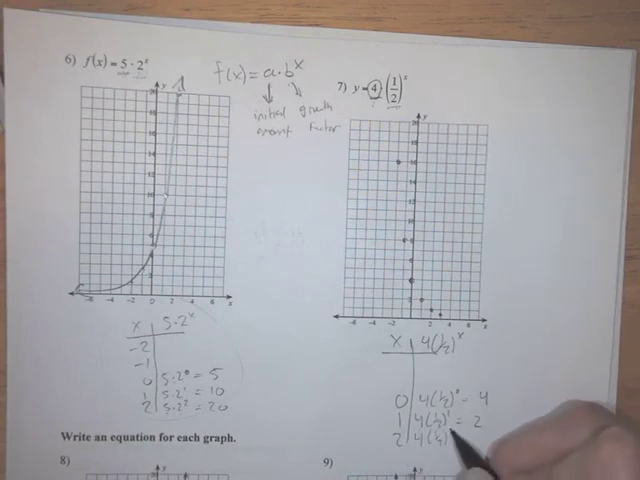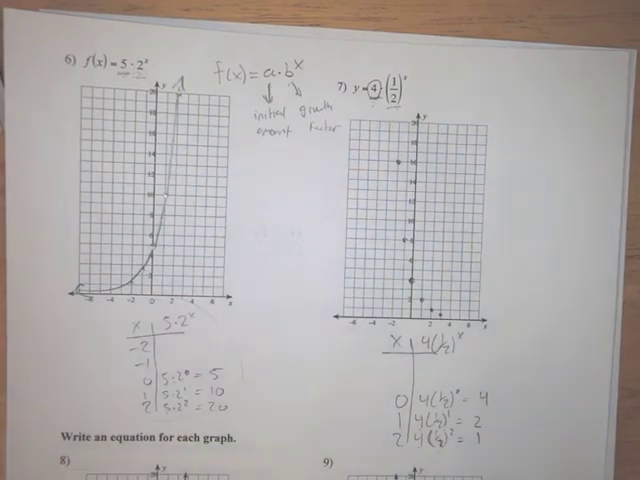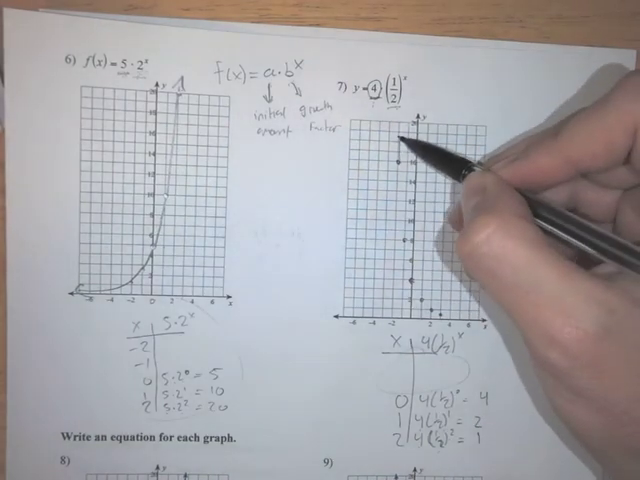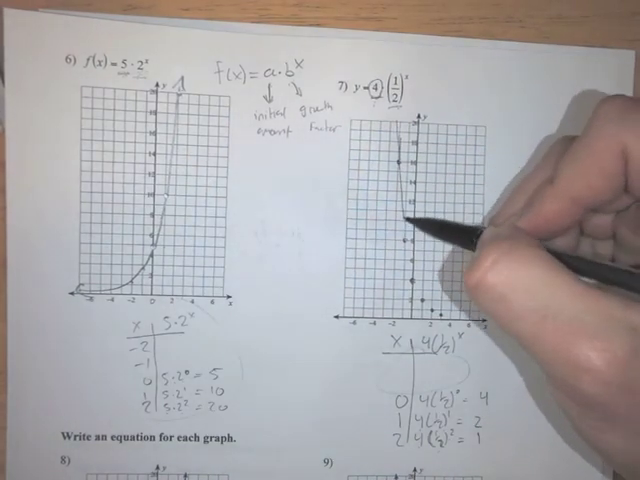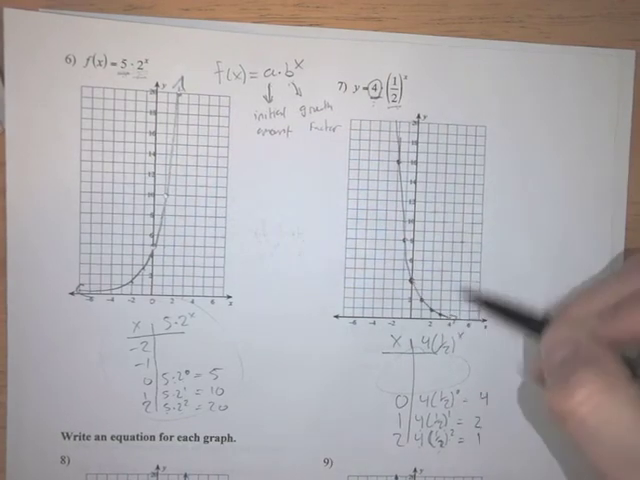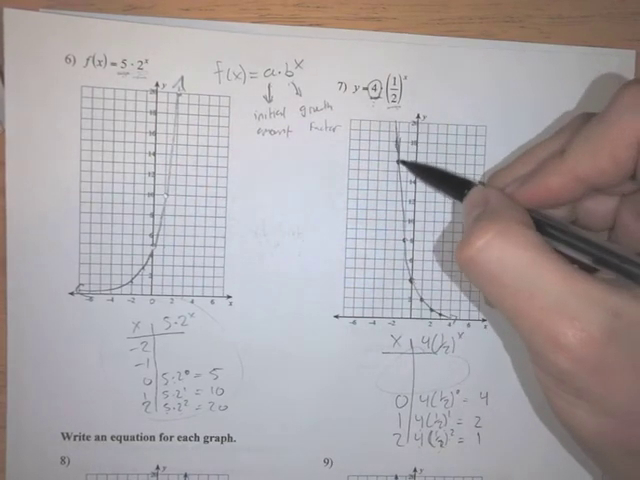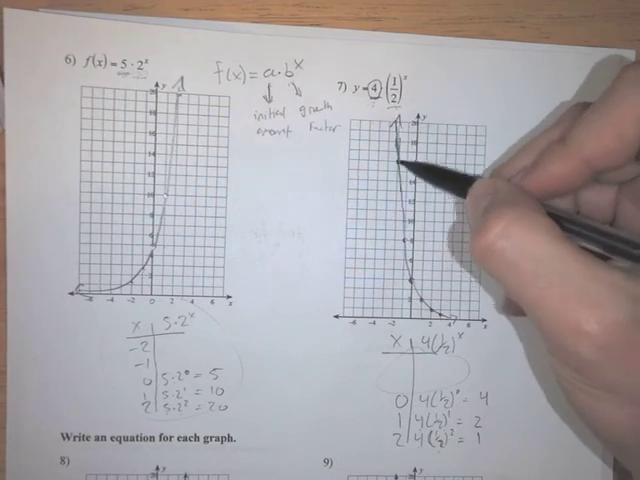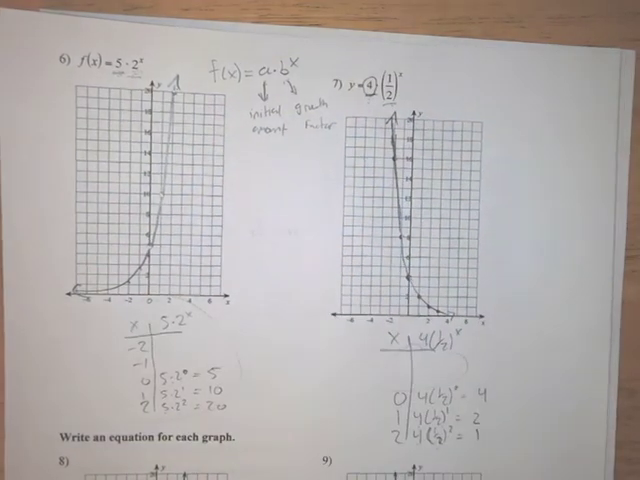4 times a half squared. What's a half squared? It's 1 half times 1 half, which is 1/4. So what's 4 times a fourth? It's 1. Right, and so on. These get tricky right here in the negative land, but you can make a table if you need to. But you don't have to if you understand what these two numbers represent. They're the initial value and the growth or decay factor. Okay?